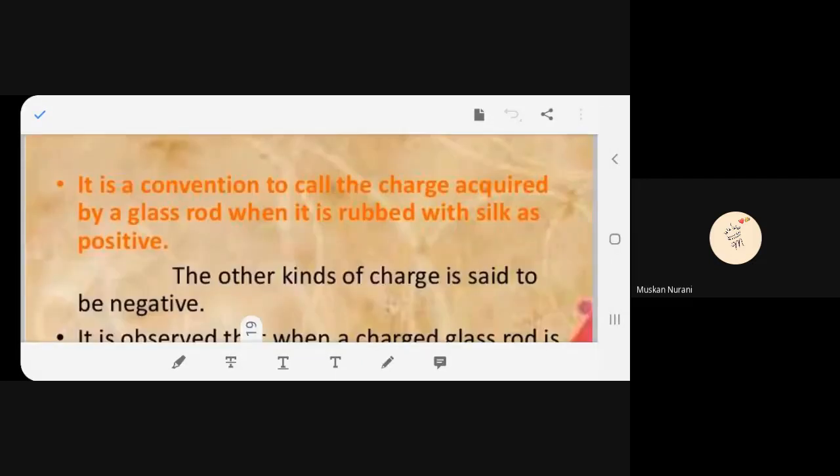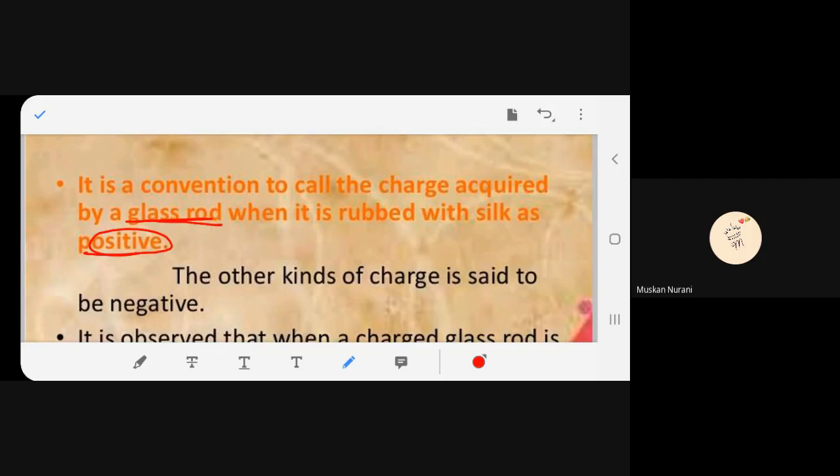Okay, start. It is a convention to call the charge acquired by a glass rod when it is rubbed with silk as positive. The other kind of charge is negative. What you have to remember now is that you have to take it for granted. Whenever you are rubbing a glass rod with silk, the glass rod will become positive and silk will become negative. Do you understand?